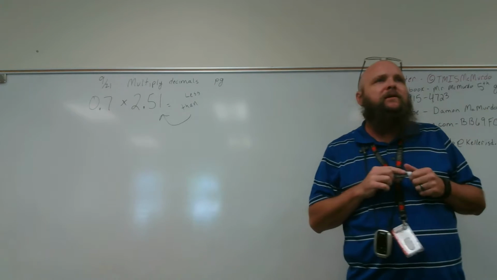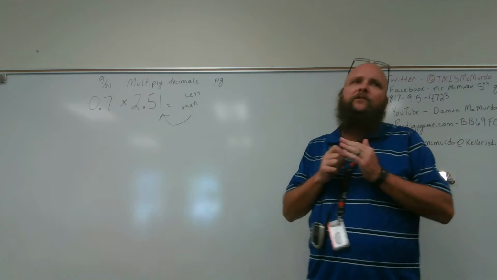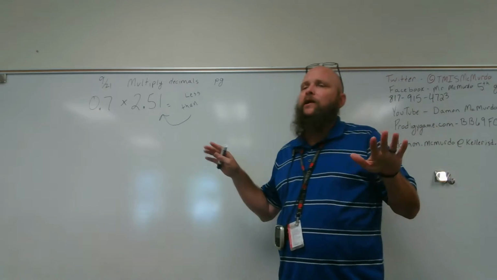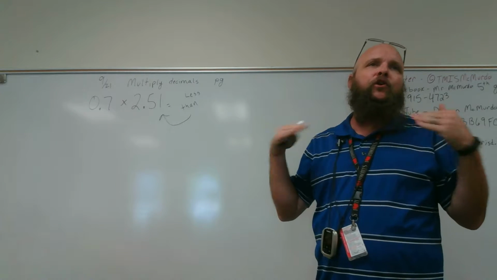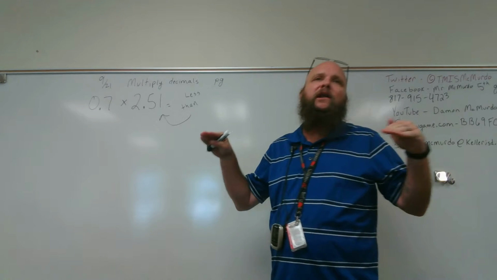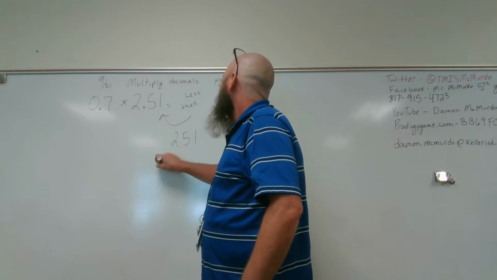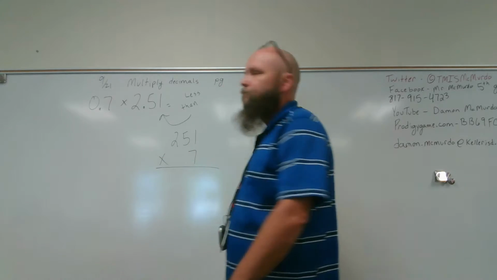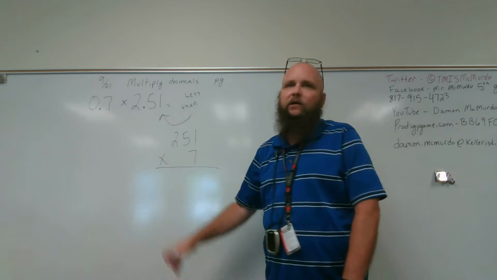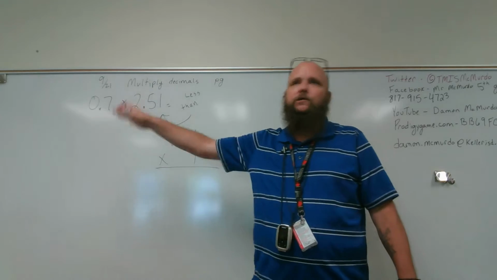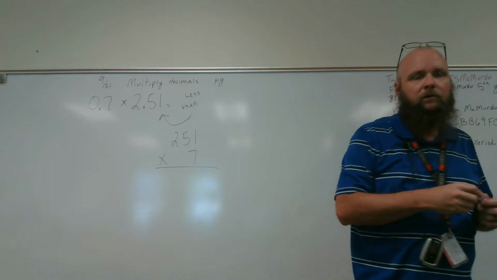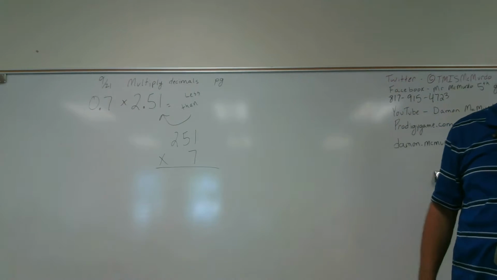After you estimate, you with me, Ethan? After you estimate, you're going to rewrite the problem. We're going to ignore the decimal points. We're going to pretend like they're not even there. So I have 251 times 7. I don't have to put that 0 in the front because that's just going to give me 0.